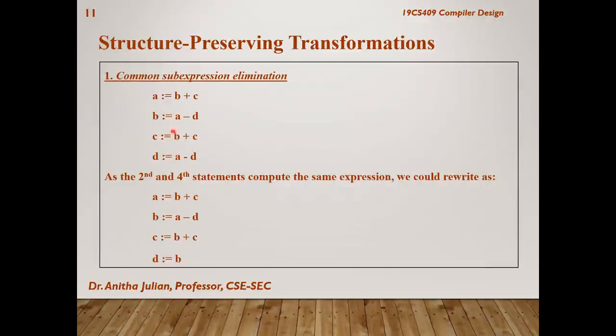So we cannot actually consider it as a common sub-expression. Whereas here A minus D is independent. See, we are saying B equal to A minus D and then D equal to A minus D. So in other words, we can replace this A minus D by B because it will not affect the flow of the program. So this statement alone we can change to D equal to B. That way we are eliminating one common sub-expression A minus D. See, every computation is going to take time and cost. So by avoiding this computation, we are actually reducing the cost of the computation. So this is common sub-expression elimination.